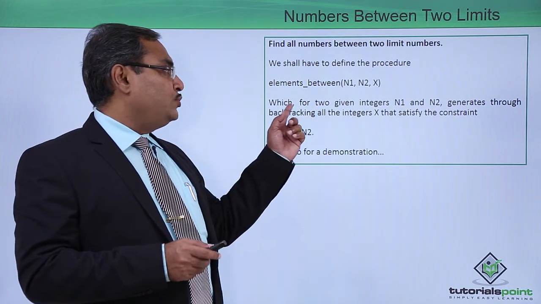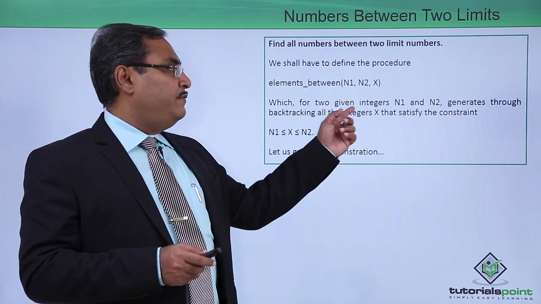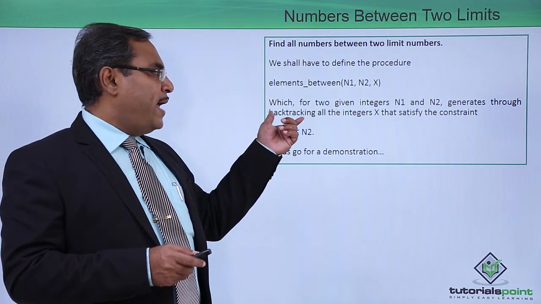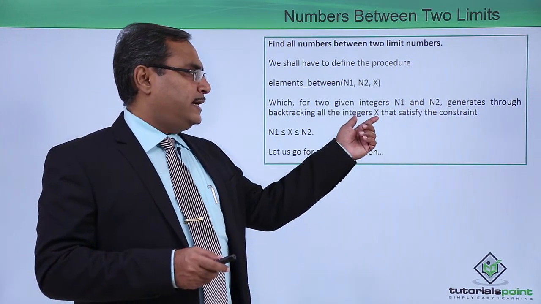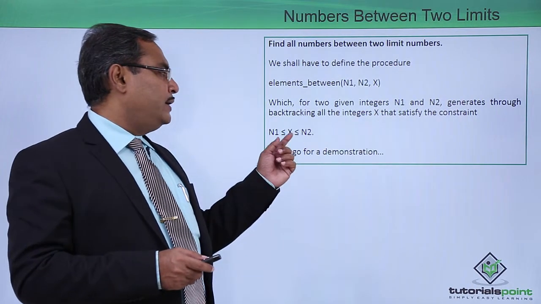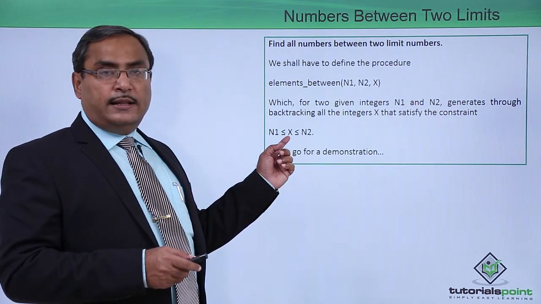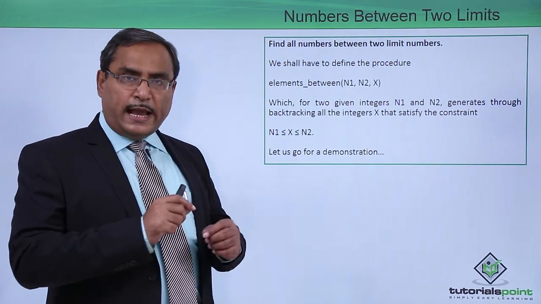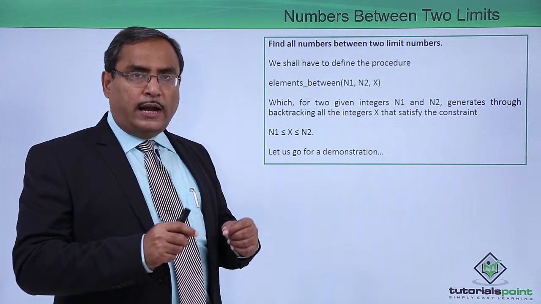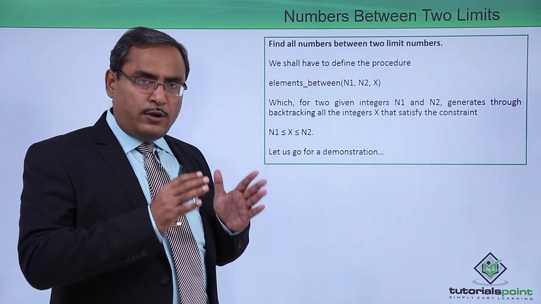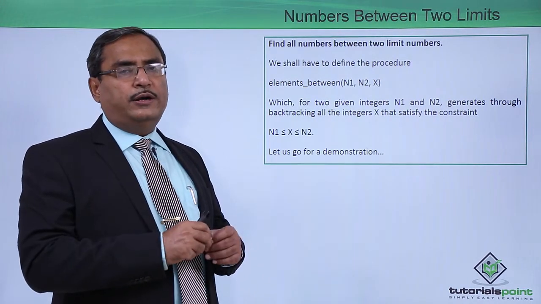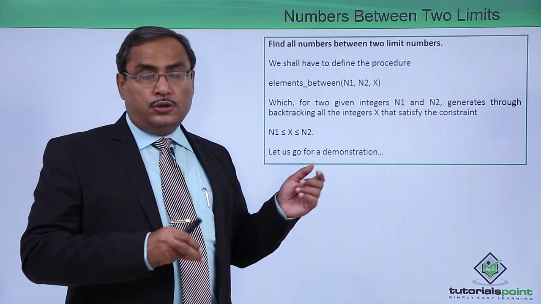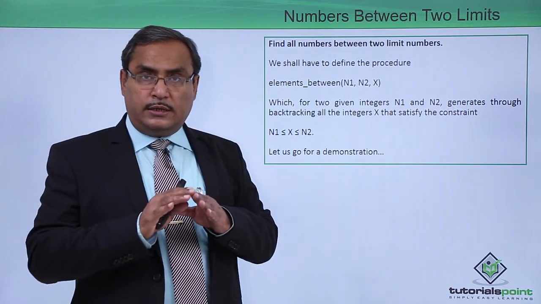For two given integers N1 and N2, it generates through backtracking all the integers X that satisfy the constraint, that is, X is greater than or equal to N1 and less than or equal to N2. So X must lie between N1 and N2, and within these limits I am supposed to find all the integers, inclusive of the limit values. So this much we have discussed right now.